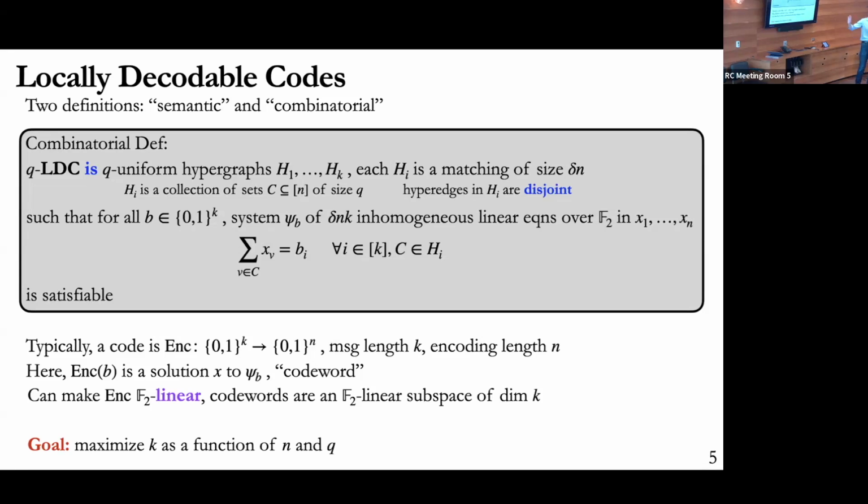Okay, so this is the definition of a locally decodable code. What I want to do now is connect this to this even cover problem that I talked about last time. So this is the definition of an LDC. And as the title of the talk said, we're going to be eventually proving lower bounds for these codes.